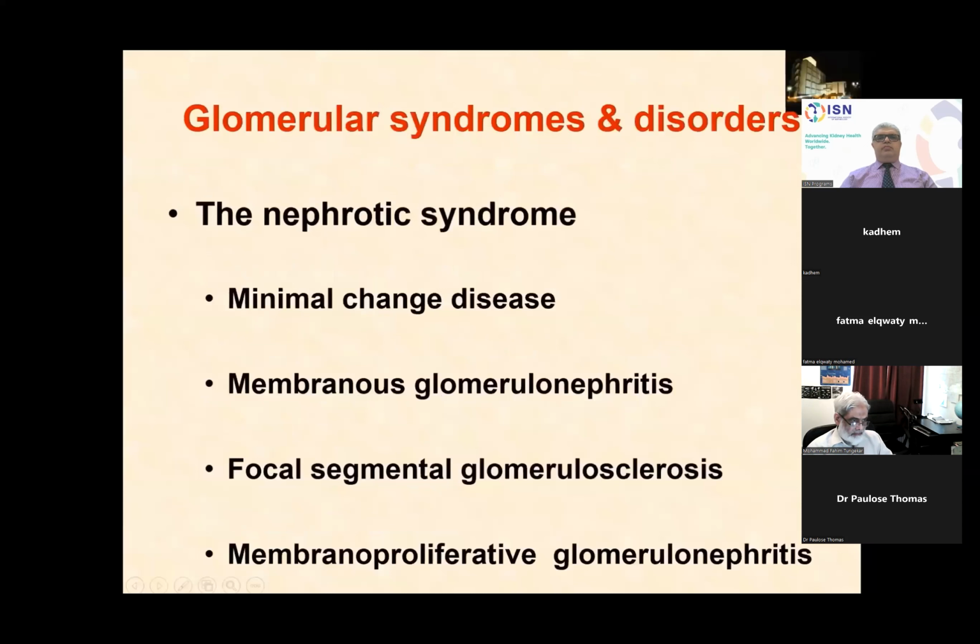Glomerular syndromes and disorders, starting with the nephrotic syndrome. Among the many causes that present clinically as nephrotic syndrome, I chose the more common histological forms: first and second, minimal change disease and focal segmental glomerulosclerosis, then membranous glomerulopathy and membranoproliferative glomerulonephritis.